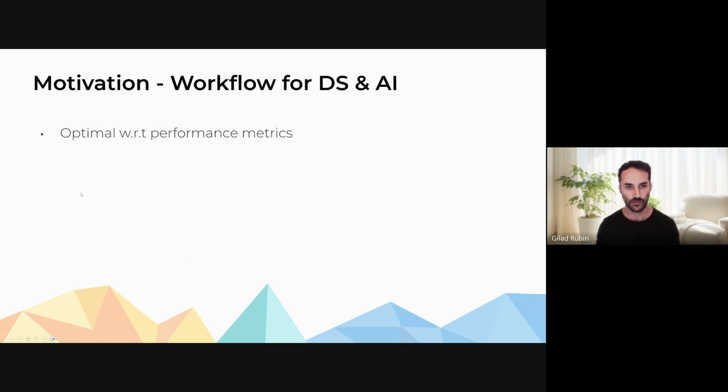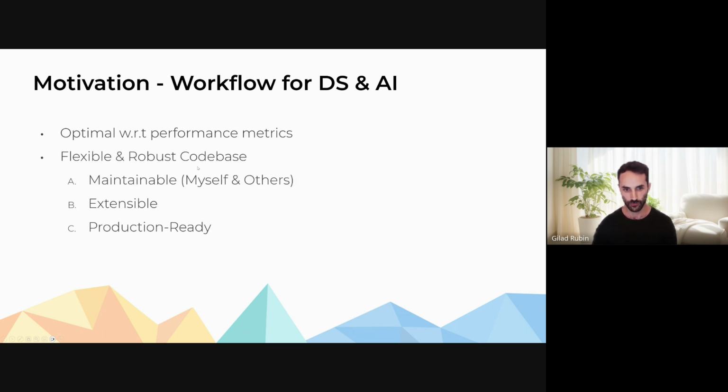Okay, so the motivation for this project is to build a workflow for data science and AI, focused on the developer experience. It needs to be optimal with regards to performance metrics, or as optimal as the developer can make it. It needs to be flexible and robust, in the sense that it needs to be maintainable by myself, past, present, and future self, and other team members. It needs to be easily extensible, adding new implementations and new ideas, and it should always be, in some sense, production ready. And the user experience should be smooth and intuitive.